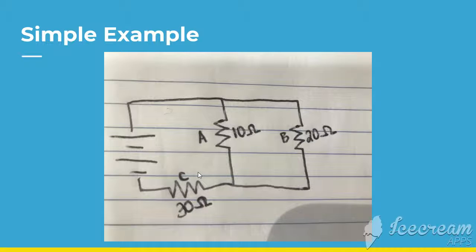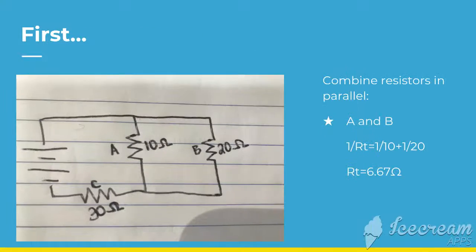So one simple example would be this circuit. So we have 3 resistors here, 2 are in parallel and 1 is not. So the first step would be to combine the resistors that are in parallel. So it would be A and B.